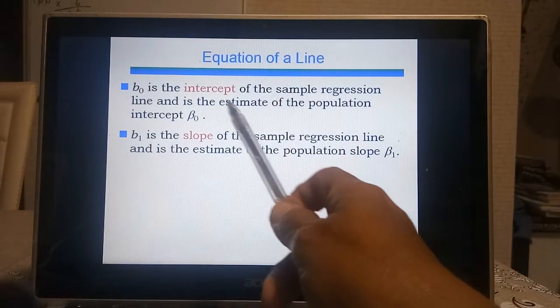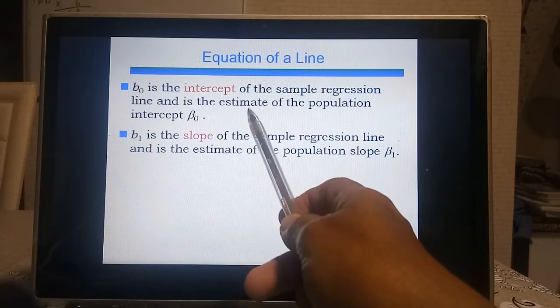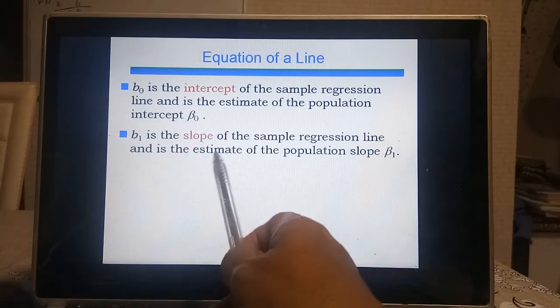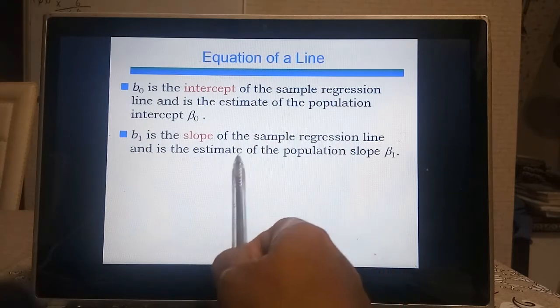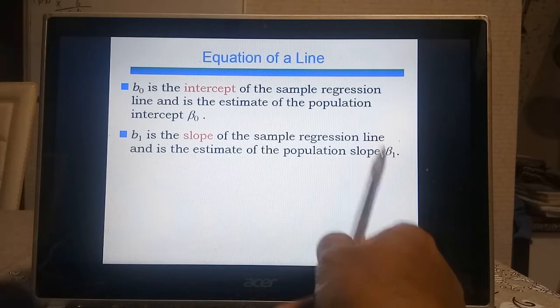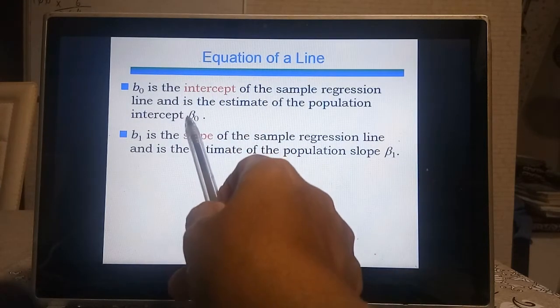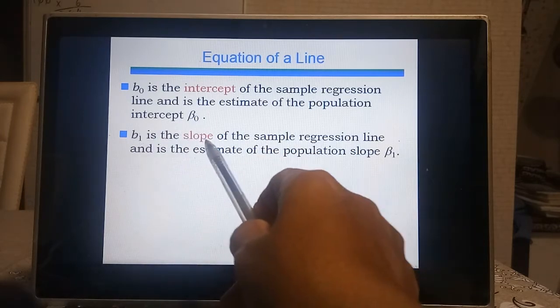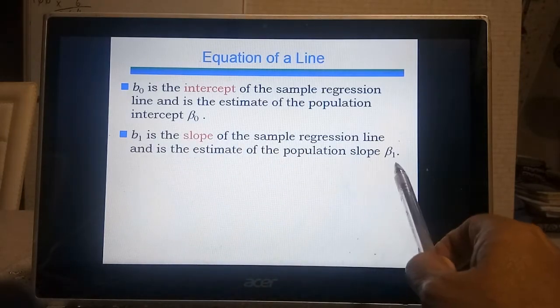Equation of a line given by b0 is the intercept that estimates the population intercept beta 0, and b1 is the slope of the sample regression line that estimates the population slope, which is beta 1. So ingat, b0 untuk nak estimate population intercept, b1 untuk nak estimate population slope.